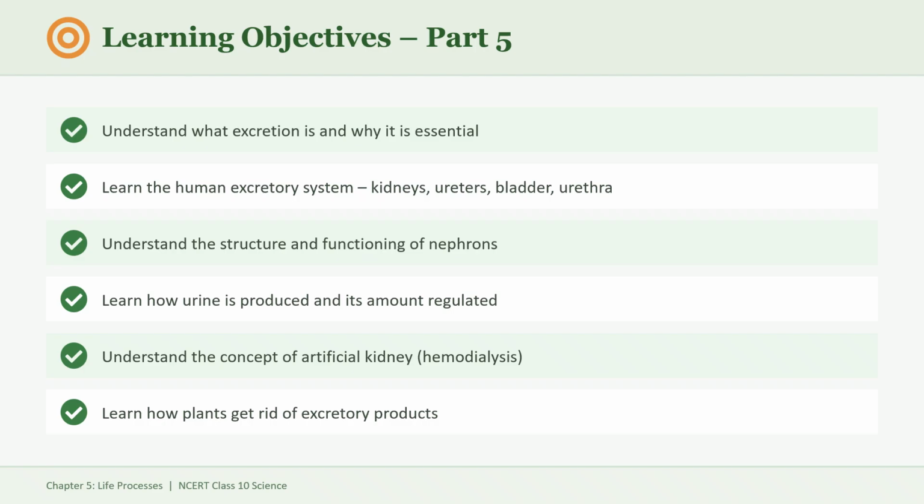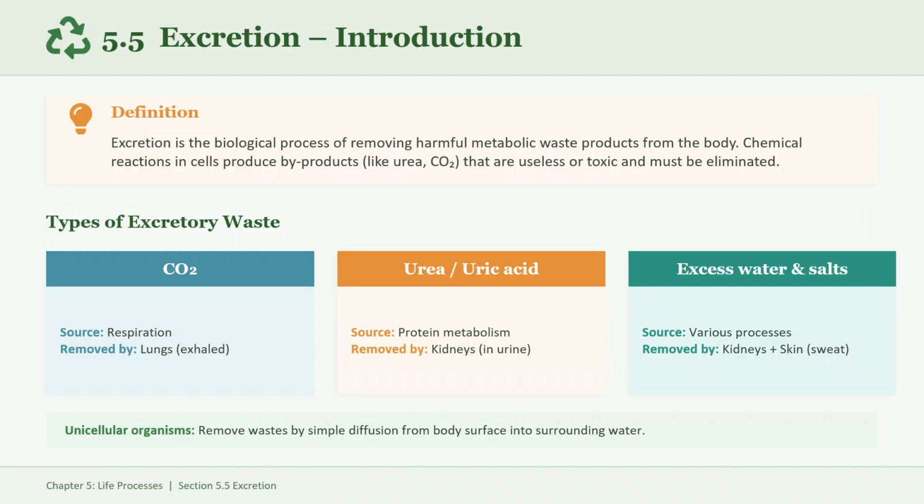So we are going to learn what is excretion and why it is essential, and learn about the human excretory system, and also the structure and function of nephrons, and how urine is produced, and also the concept of artificial kidney and how plants get rid of excretory products. Let's start with the topic excretion.